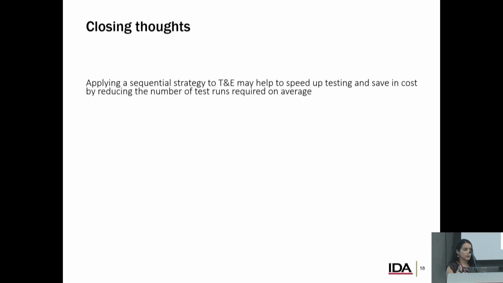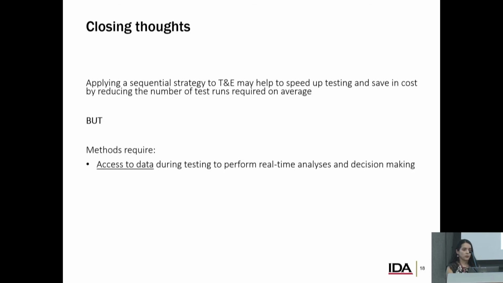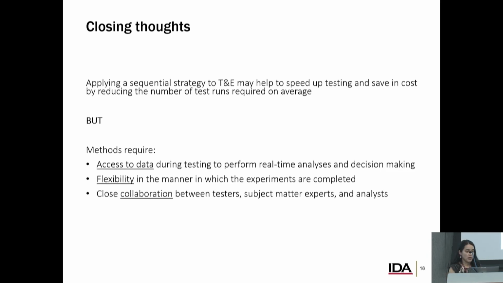So what does all of this mean for OT, right? Applying a sequential strategy might help save resources, save time, reduce the cost of runs, as I showed you on the plots earlier. But of course, we need to get access to the data, schedules, people, resources need to be flexible, and then there has to be close collaboration among all the involved parties. And that's it. Questions?